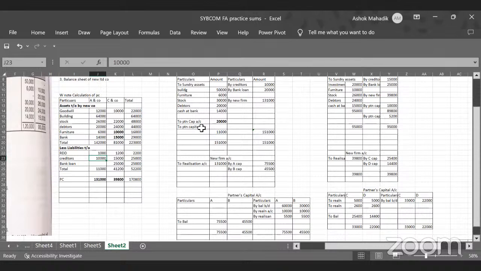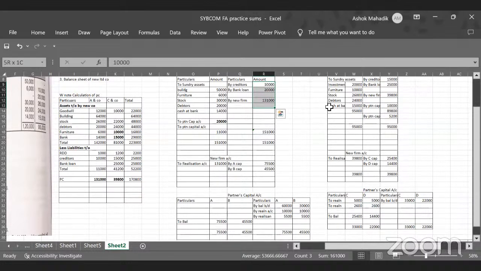Bank loan was 20,000, not taken over. So we distributed between the partners capital. So partners capital by realization 10,000 each, 10, 10. Okay. So now we close the account. We'll see which side is here. 10, 20, and 131. So total is 1.